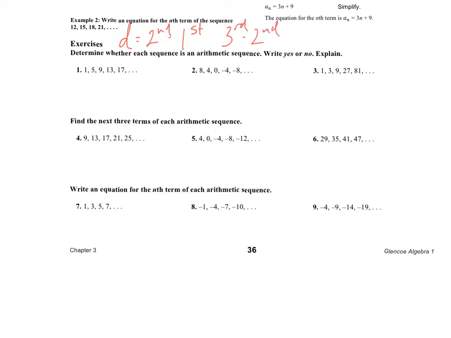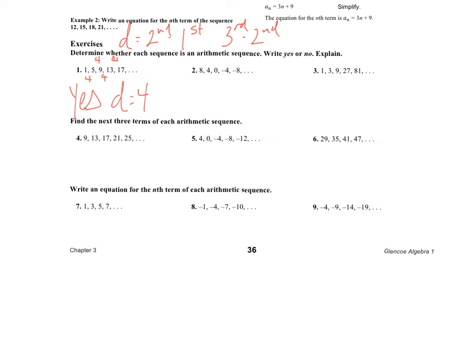So here, 5 minus 1 gives me 4. 9 minus 5, also 4. 13 minus 9 is 4, just like 17 minus 13 is 4. So yes, this one is arithmetic. And we could even go so far as to say the difference here is 4.